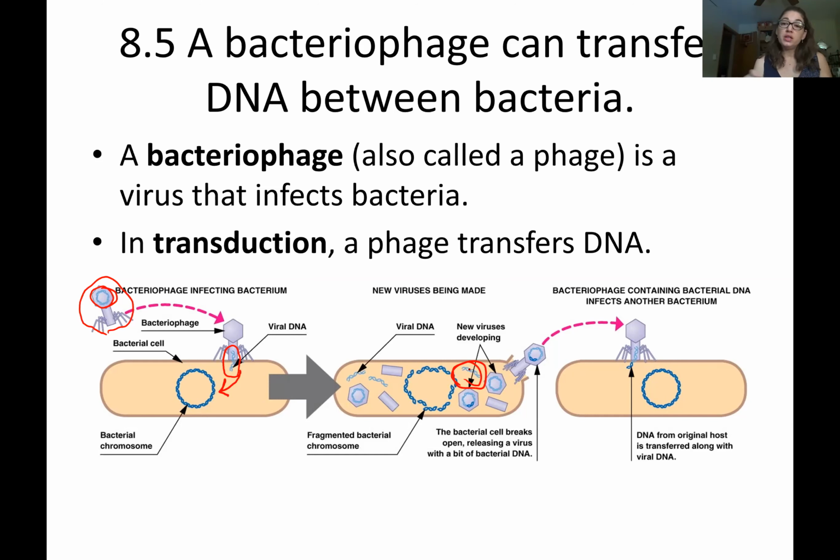So these viruses kill the bacterial cell. They take over the cell's machinery to create hundreds of copies of viruses, which then, when they burst free, kill the bacterial cell, and then they go on to infect more.